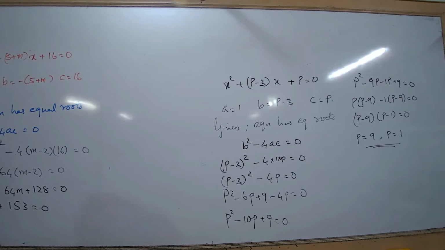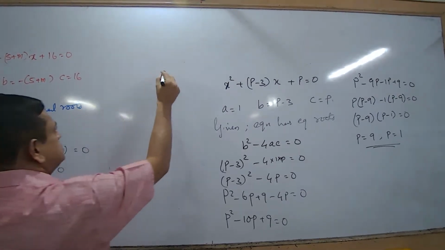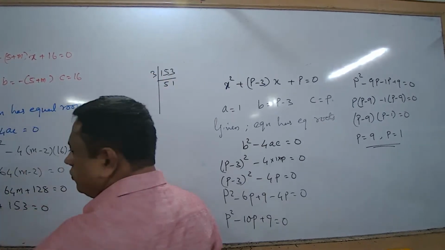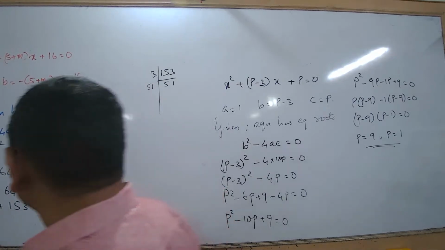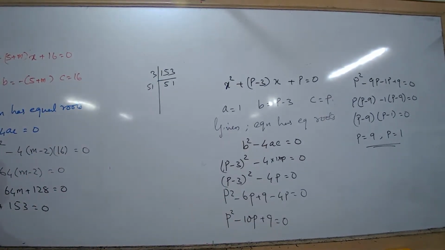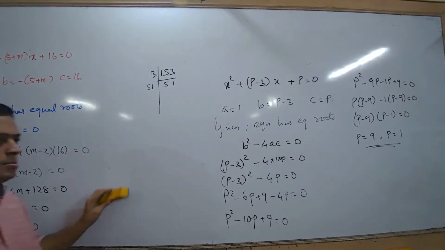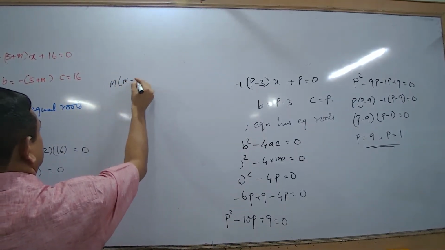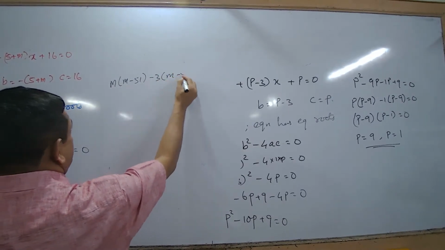Next is factorization only. Next class I will explain factorization once again. The product is 153. If you are unable to do it, just factorize 153. 3 you can take. 3 by 51. 51 plus 3 is 54. You don't need to do further. So m square minus 51m minus 3m plus 153. Then m times m minus 51 minus 3 times m minus 51.